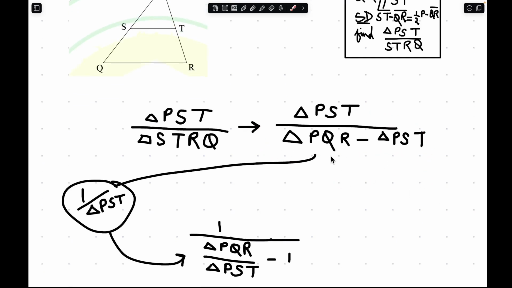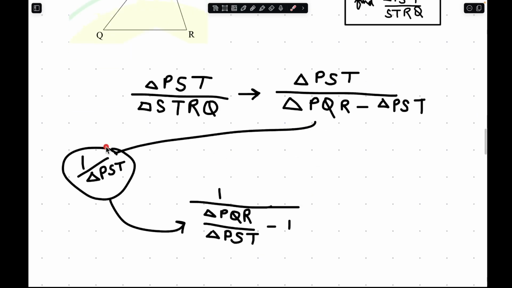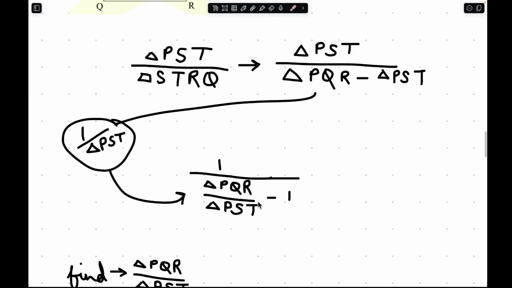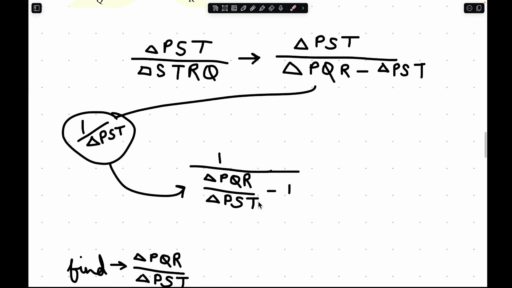Now if I divide the numerator and the denominator by PST, I get this particular expression, right? So as you can see, the exact expression that I need to find out is the area of triangle PQR by the area of triangle PST.